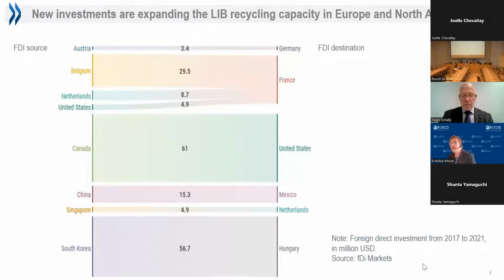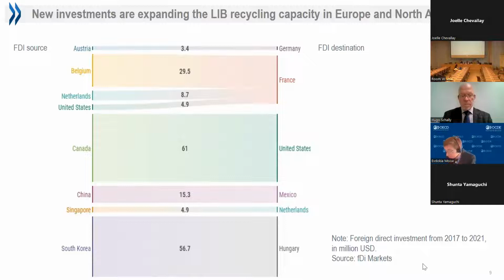However, apologies. The second factor that plays, in addition to innovation, is new investments to expand the lithium-ion battery recycling capacity. And we see those happening, in particular, in Europe and North America. In 2021, several major existing players expanded their foreign direct investment in those regions.